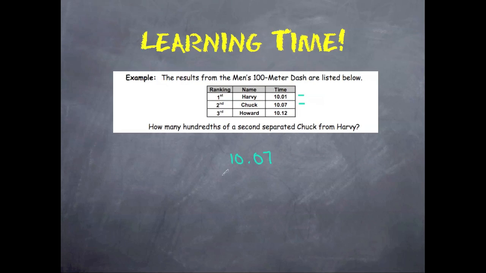So we have 10.07, and we want to subtract Harvey's time from Chuck's time, so minus 10.01. We note that the decimals are lined up and all the other numbers are lined up. Now we subtract like we do for whole numbers. 7 minus 1 is 6. 0 minus 0 is 0. We put a decimal point here. 0 minus 0 is 0, and 1 minus 1 is 0.